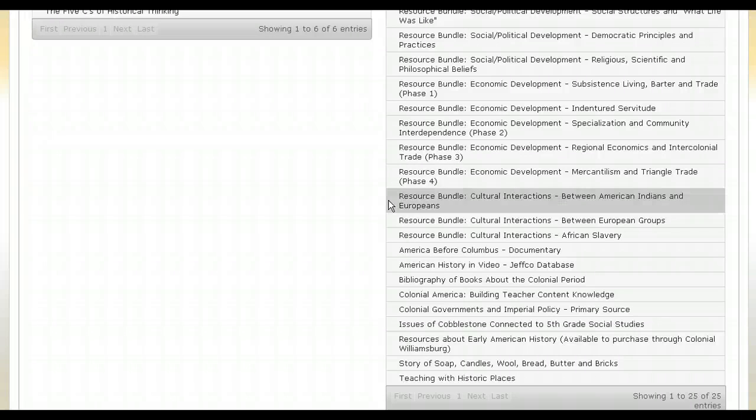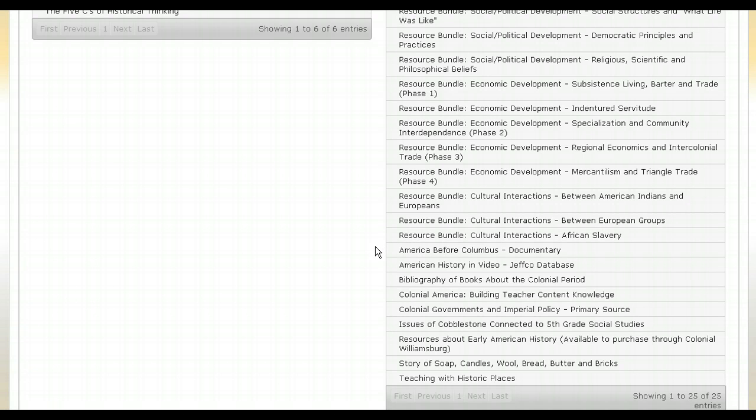In this last set of resource bundles, you're going to notice that they look at different types of cultural interactions that may have taken place within the colonial era. So this first resource bundle looks at different colonial interactions between American Indians and Europeans. The next one looks at different European groups, how did they interact with each other. And last is that cultural interaction of Europeans with African slaves, and at the same time, many of the cultural interactions that took place among the slaves themselves.